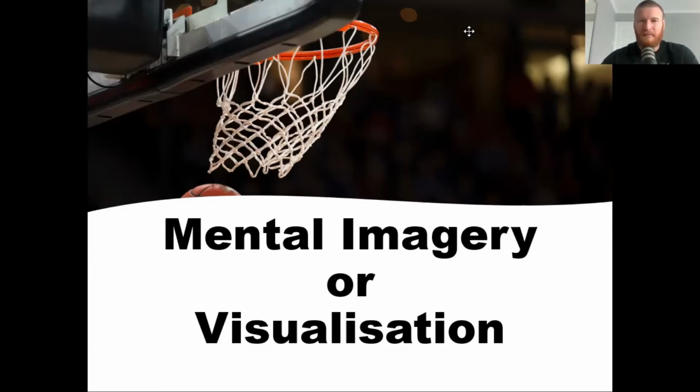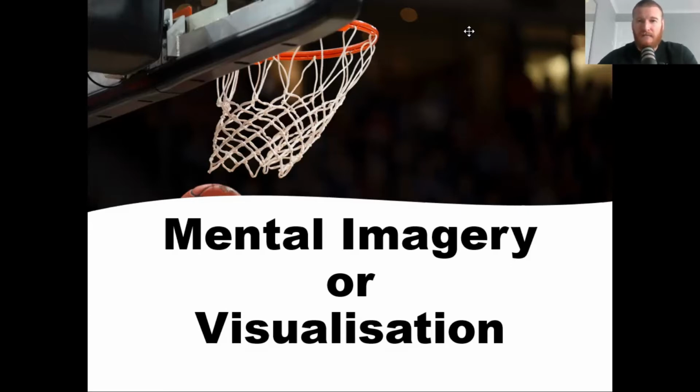The reason why I've chosen the basketball picture is the well-known experiment by a college in New York, and the study is the effects of mental imagery on free throw performance. So it's using basketball as an example. This study was done in 1989, and I'll briefly touch on this.